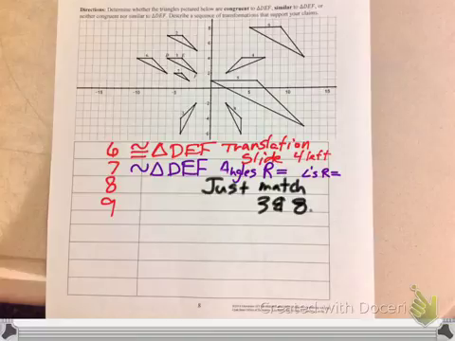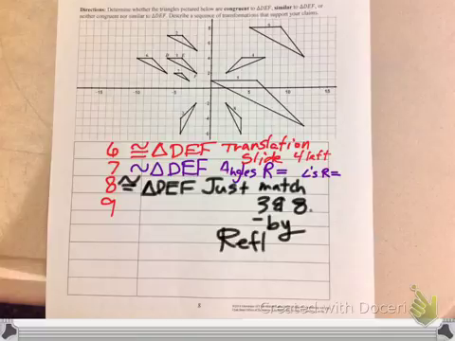So how do I get 3 to 8? Reflection. Mirror. Mirror or reflection, right? Wait, is it 3? What is that? 3B?